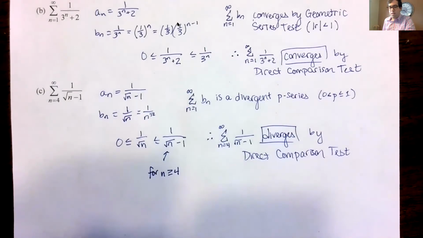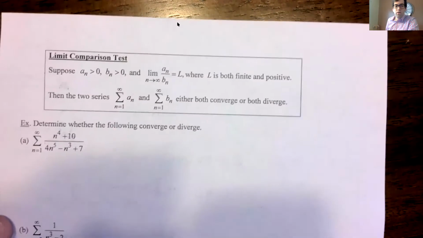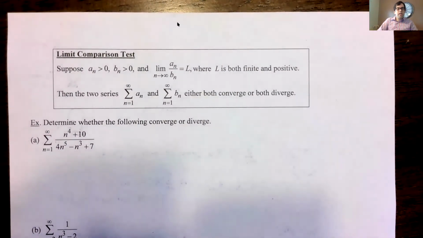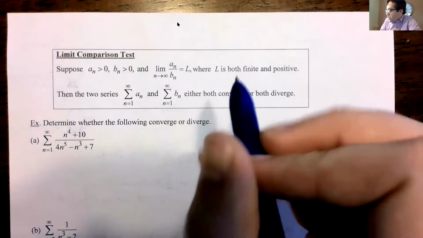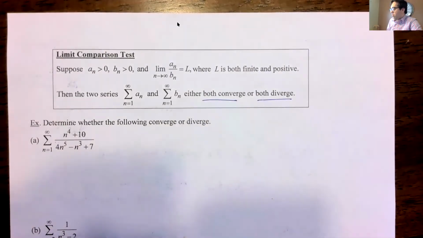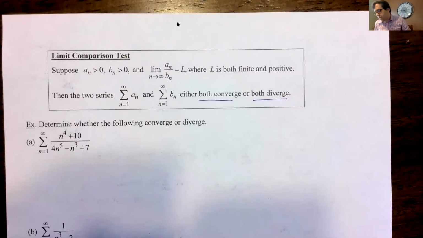Now let's take a look at the limit comparison test on the back. The limit comparison test says, suppose a sub n is greater than 0, b sub n is greater than 0, and the limit as n approaches infinity of a sub n over b sub n equals capital L, where L is both finite and positive. If all of these things are true, then the two series, a sub n and b sub n, either both converge or both diverge. So this test can once again prove convergence or divergence. It's all about comparing two series by finding their limit.